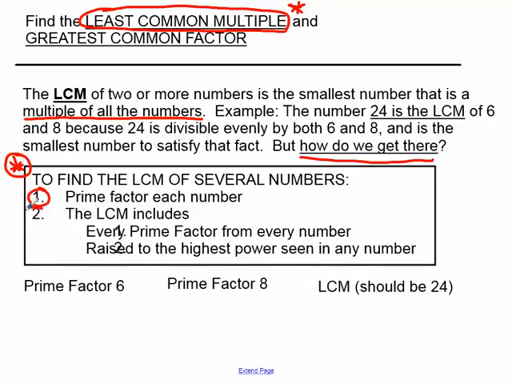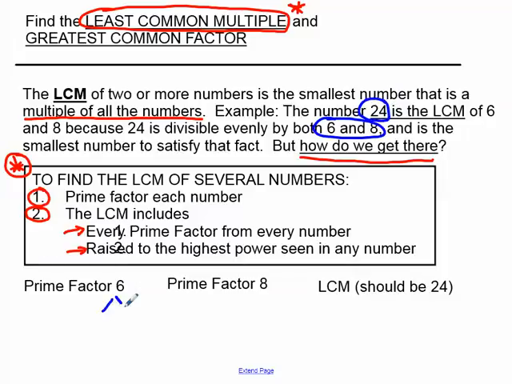Number two, the lowest common multiple includes every prime factor from every number raised to the highest power that it's seen in any number. So let's take a look at what that means. Let's go down here and prime factor 6 and prime factor 8, because we had our example up here of 6 and 8, and we found that the lowest common multiple was 24.